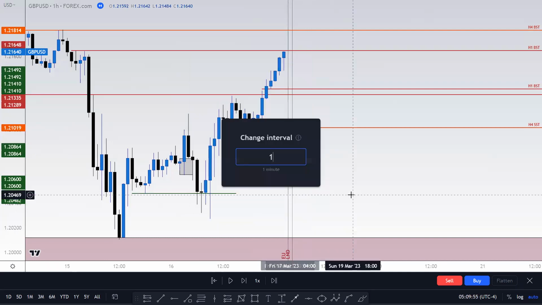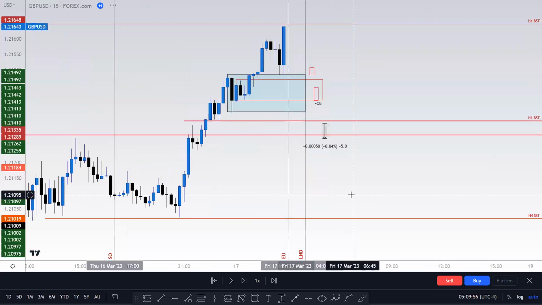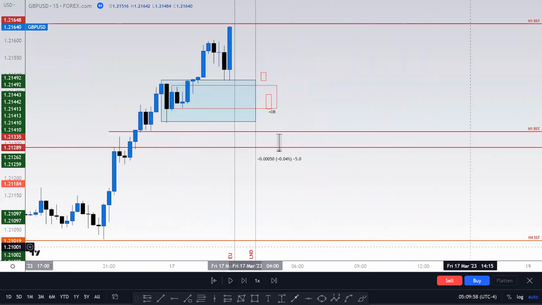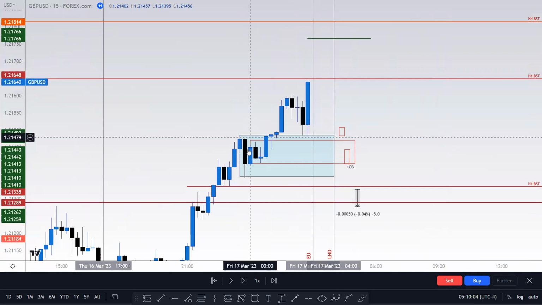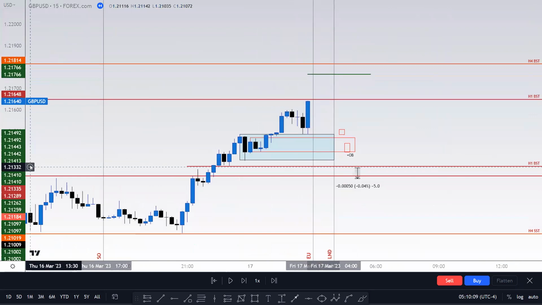All right, so going to the 15 minutes time frame. So what did we see on this day? Well, yesterday, we had a very small range. We had a bullish Asian session. Typically speaking, bullish Asian sessions are a sign that we're going to have a bearish London session.